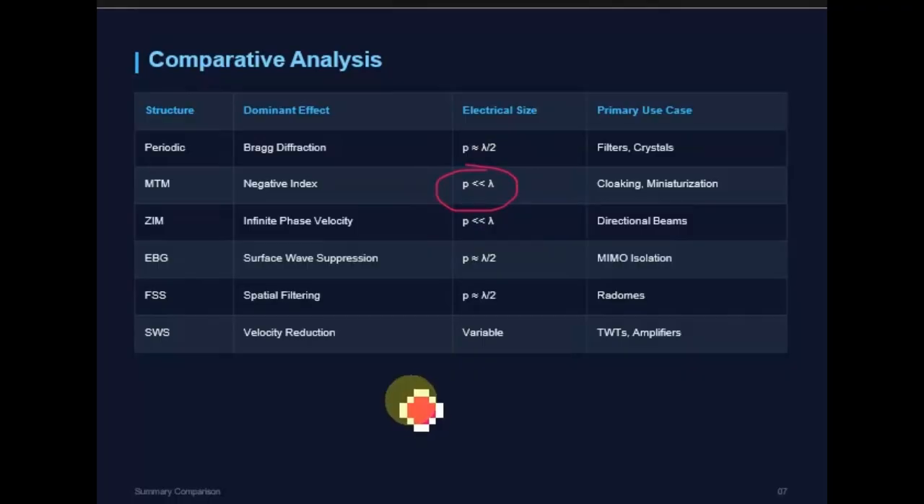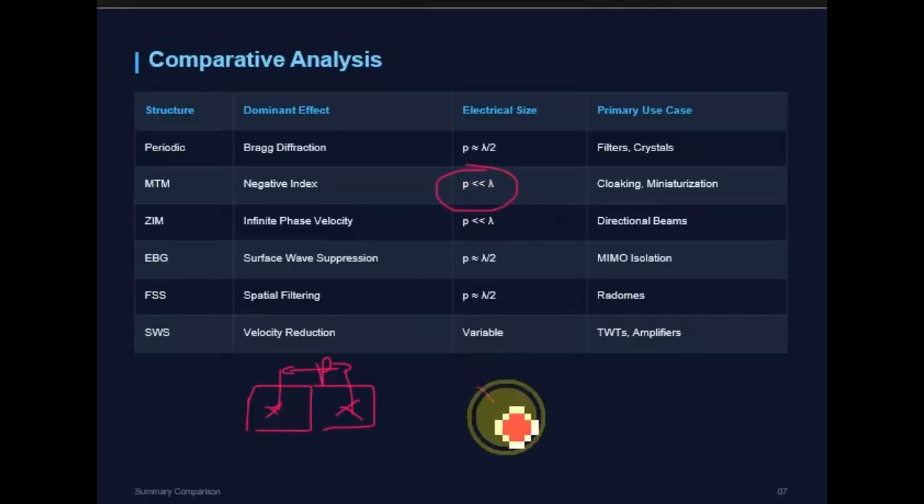Here you can see that P is the space between two unit cells. So if we have one unit cell and this is our second unit cell, with some geometry like this, and this is also again this kind of geometry, the distance between these two is P. This distance is much less than lambda, or by thumb rule it should be lambda by 10.